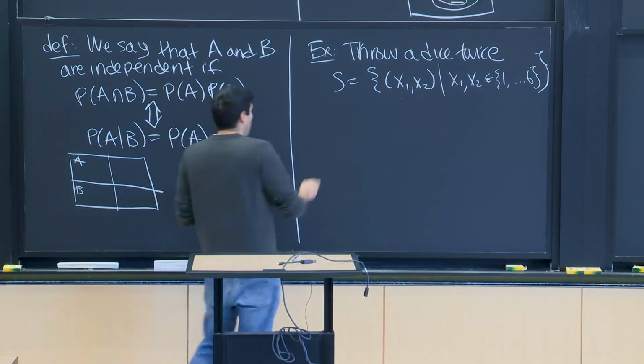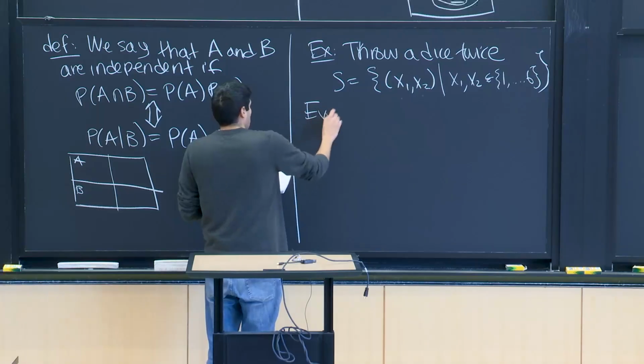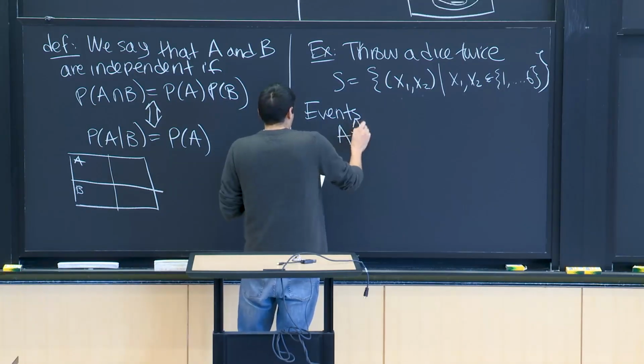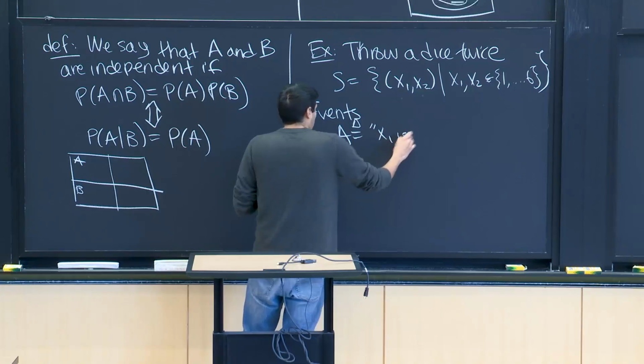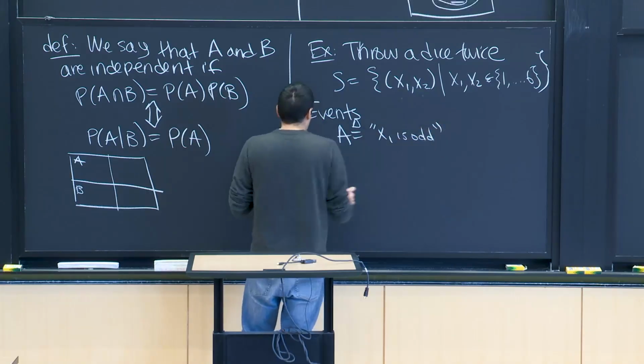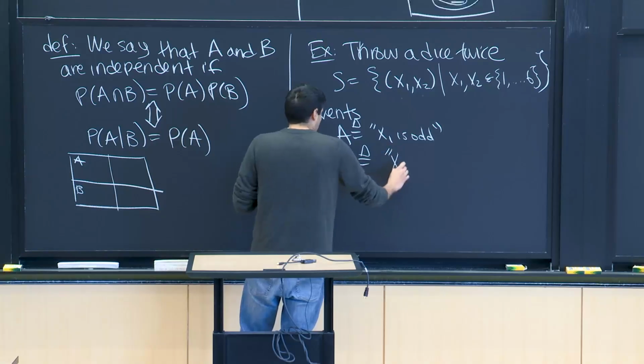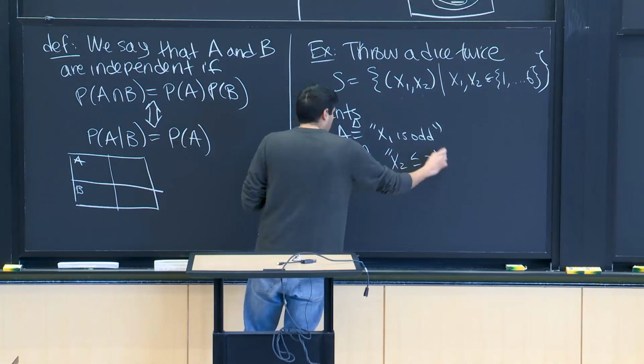And now I can define some events. Let's look at event A, which is that x1 is odd. And let's look at the event B, that x2 is at most 3.